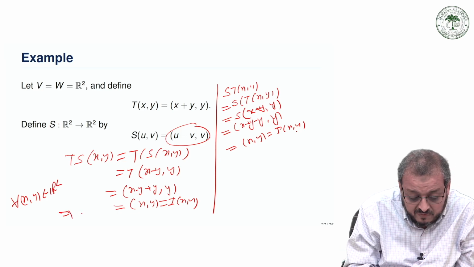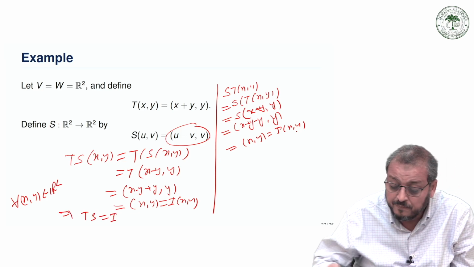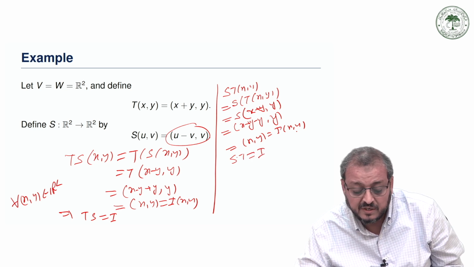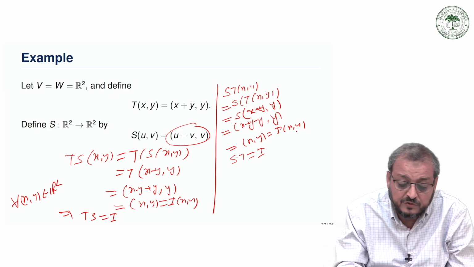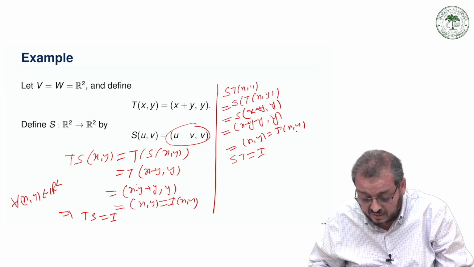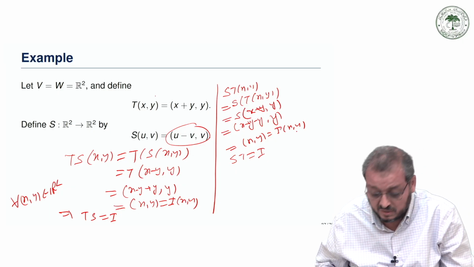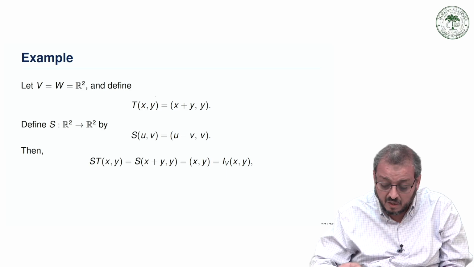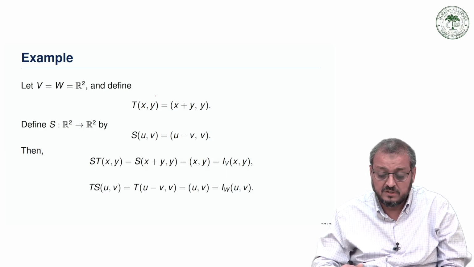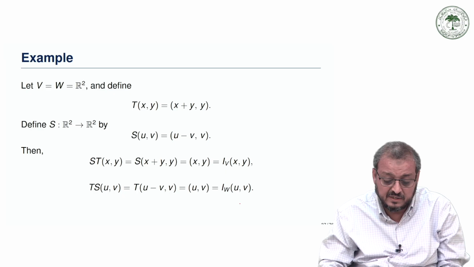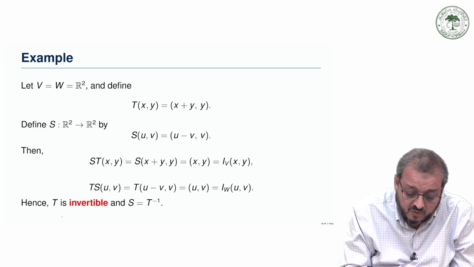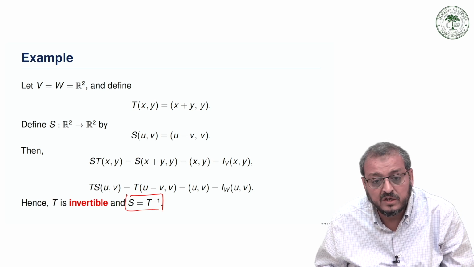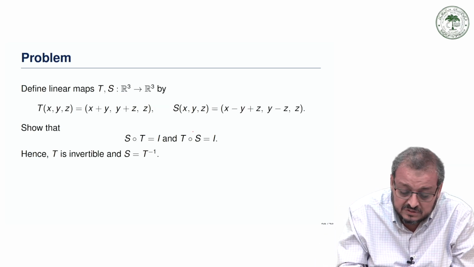So this implies that TS is equal to identity, and also S of T is equal to identity. Then we can say that the inverse of T exists, and S is the inverse of T. Okay, this means we calculate into this form. This is I V and I W, then clearly both the cases hold. So this means S is nothing but T inverse.